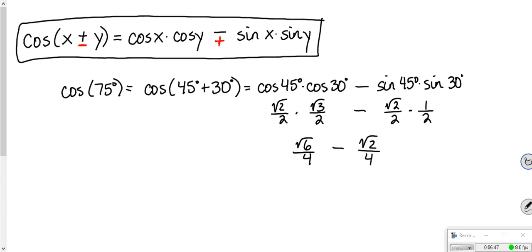Okay, and again, if I'm betting, WebAssign would want it written as one fraction. This would be it: root 6 minus root 2 all over 4. Now, if you remember, the one we did for sine was root 6 plus root 2 all over 4. This is just an example of the sum, or we could use the same process for the difference formula for cosine.